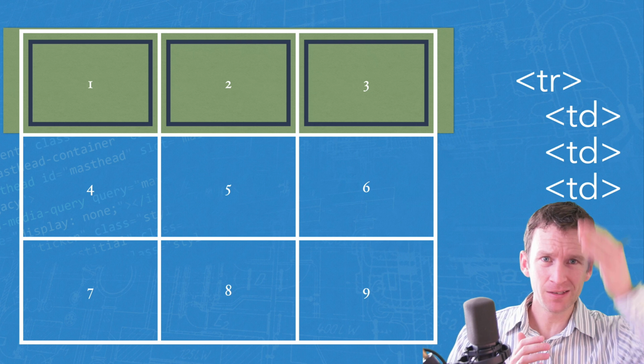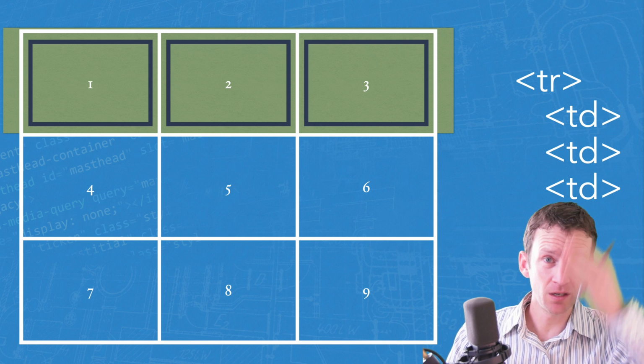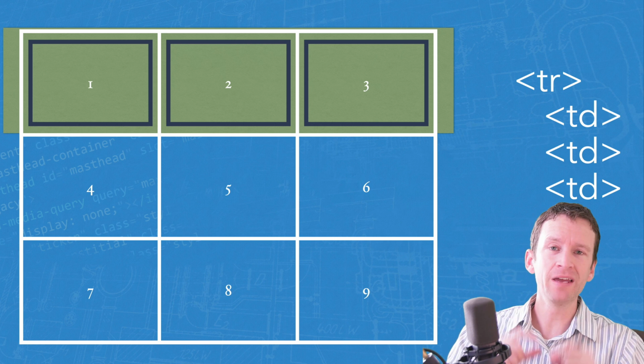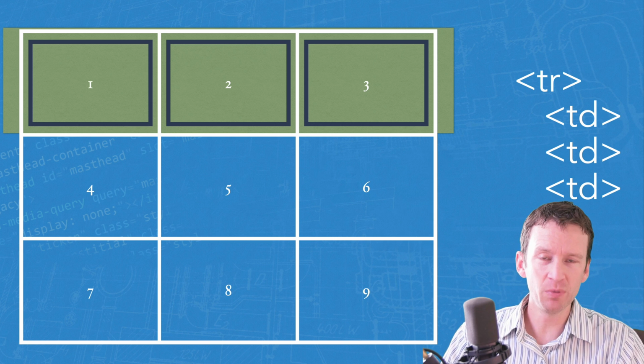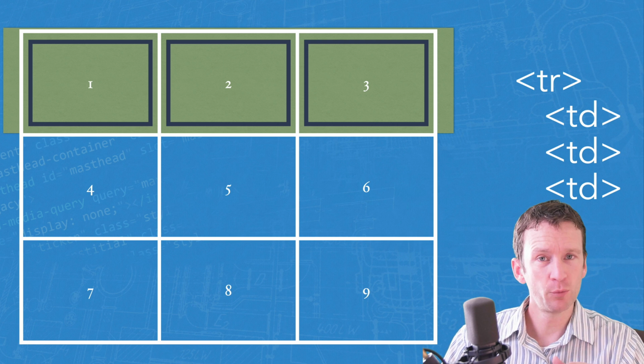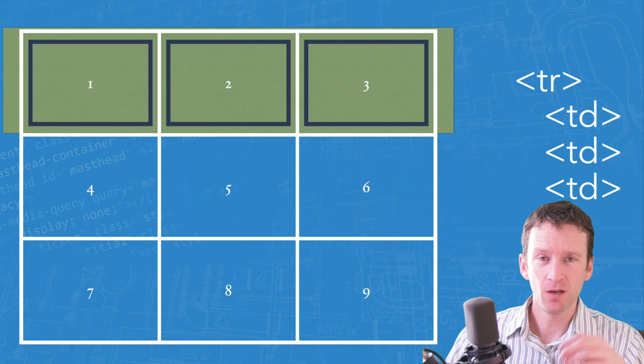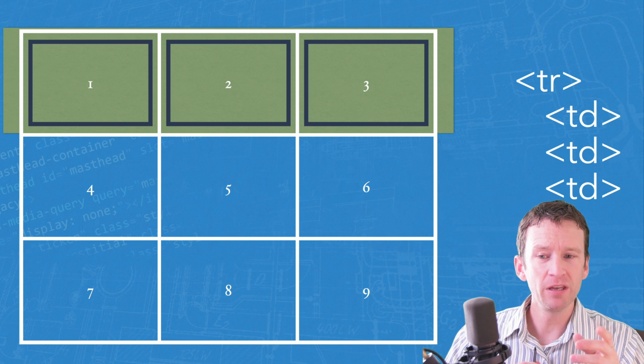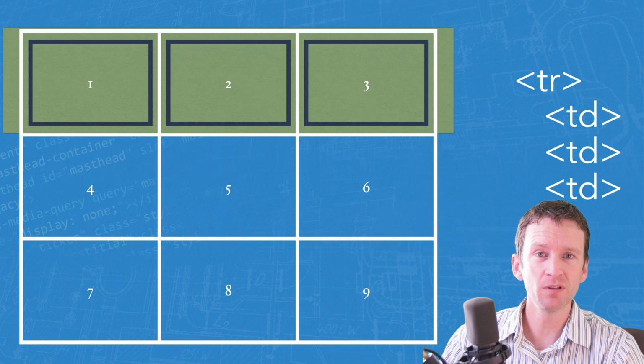There's no such thing as a column cell. You get columns by adding rows and data cells together, which eventually stack up into columns. So really there's only 2 main tags that you're going to be using, the table row and the table data cell tag. Now, of course, there's a few other tags that we're going to be looking at here, but that's the basics of forming an HTML table.